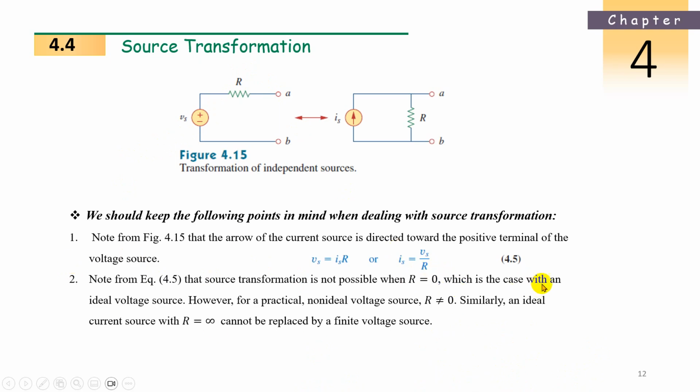This always happens with an ideal voltage source, when resistance is 0. In nature, we don't have anything ideal. Some resistance will always be there with the source, like a battery. Internal resistance will be there, because copper plates and acid are there. So it is always denoted with Vs, the source voltage, and some resistance. That's called internal resistance, so it will never be 0. And we have to keep in mind that when R is equal to 0, source transformation is not possible. Same for current.